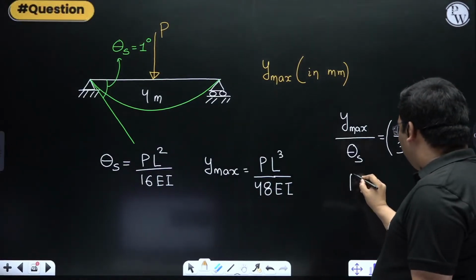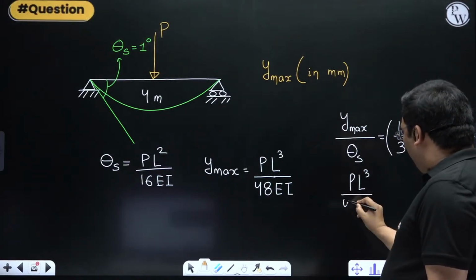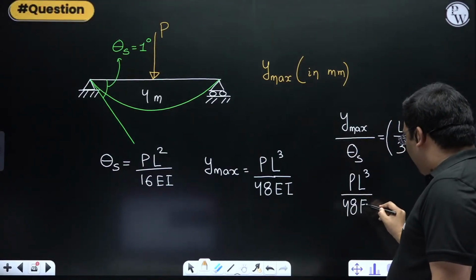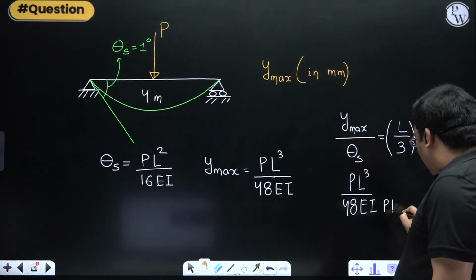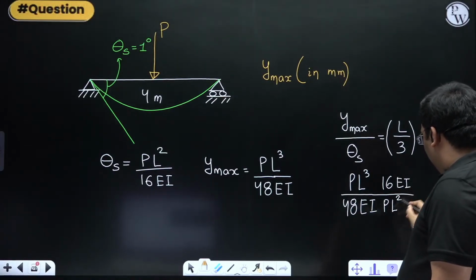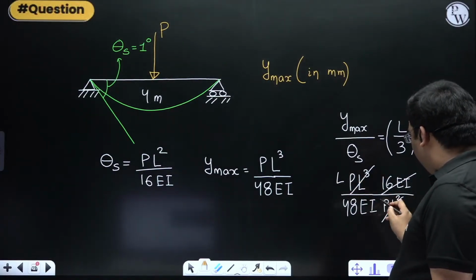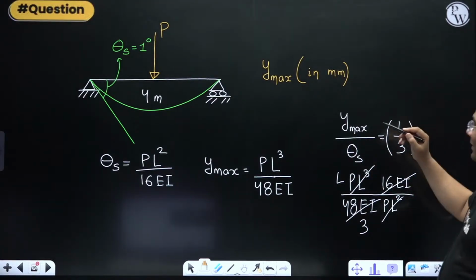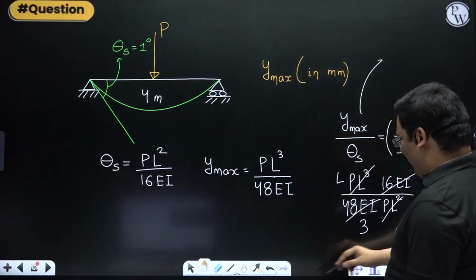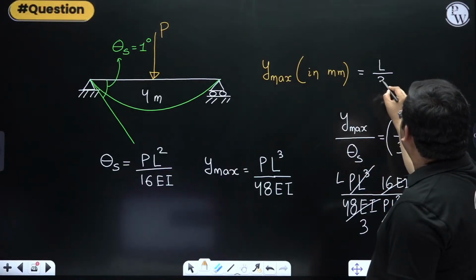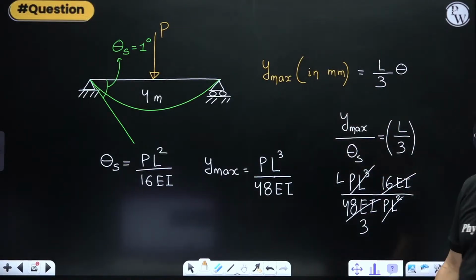How? You see, this is PL cube by 48 EI, and then PL square by 16 EI. So PL square cancels and L remains, and then it is 3. So L by 3. Now you can solve this question so fast in the examination, right? So from here I can say the maximum deflection is simply L by 3 into theta. Very fast you can solve.